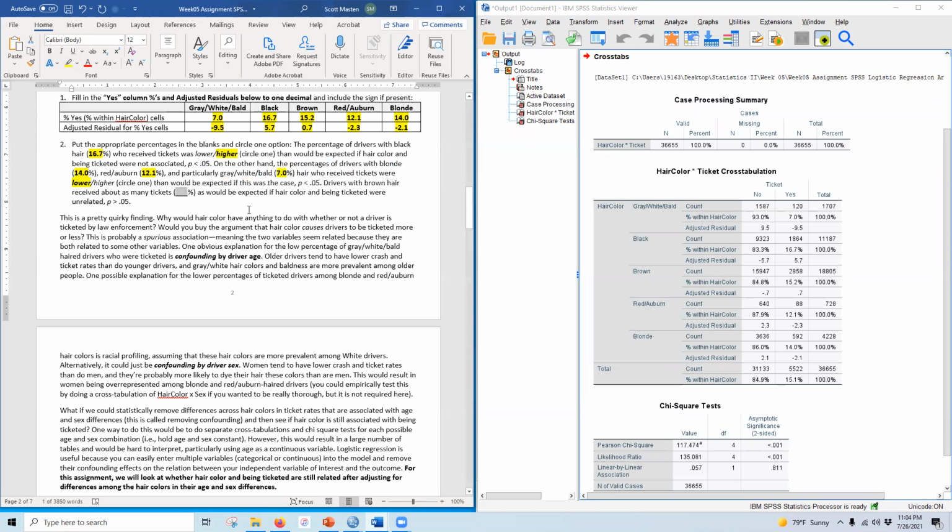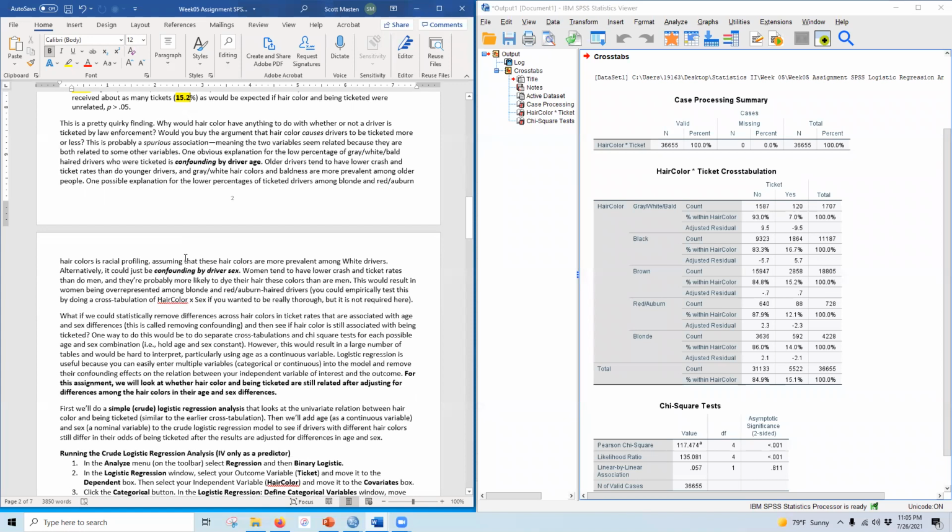Drivers with brown hair received about as many tickets. So I'm trying to teach you, what do you do with this one that wasn't significant? They were 15.2%. The fact that their adjusted standardized residual wasn't an absolute value of 2 or bigger just tells you they didn't differ from expectation. So if hair color and getting a ticket were not associated, you'd expect about 15.2% of brown hair drivers to get tickets. So that is how you answer that piece.